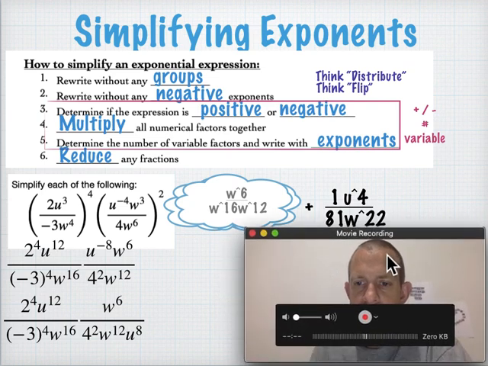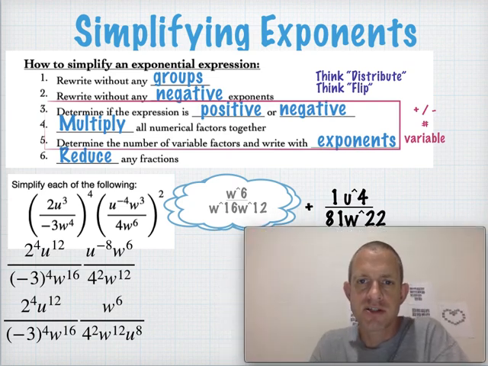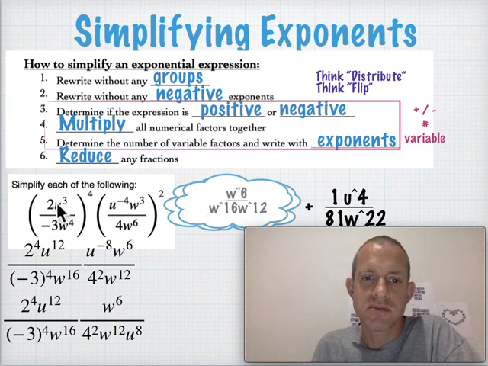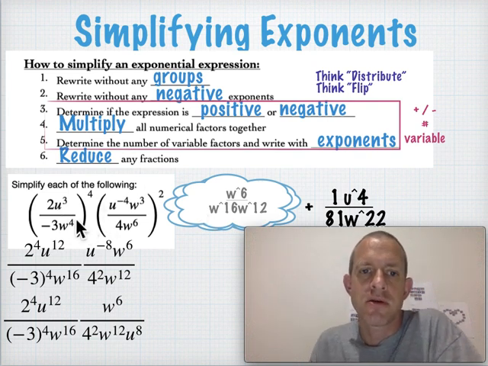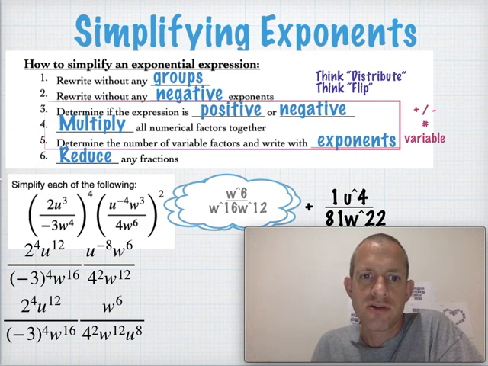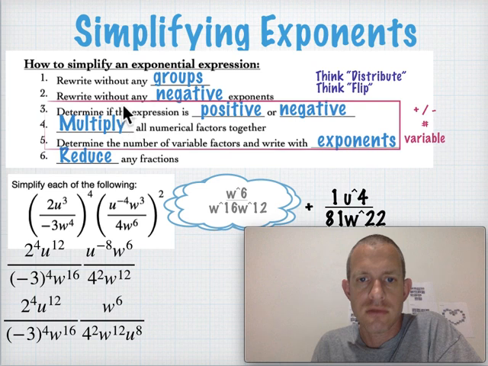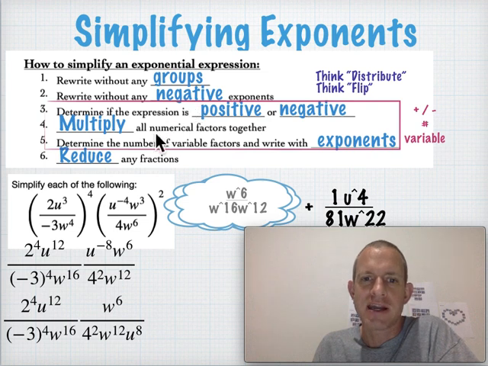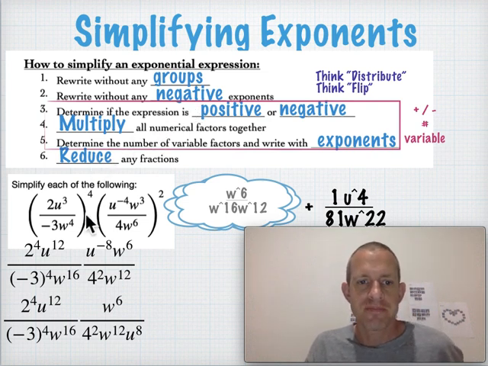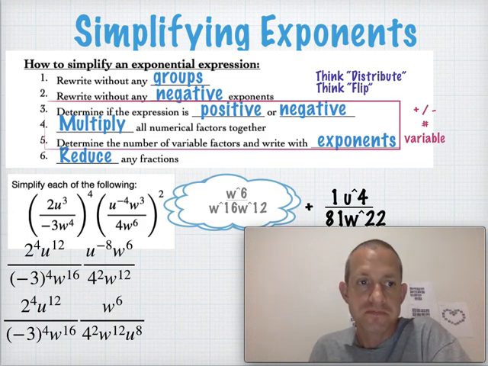And that's the idea behind simplifying expressions with exponents. This is a beastly problem because it involved every single one of those steps, and that was on purpose. When you create yours for the final project, you should have many of these steps. I don't know if it has to be this bad, but definitely groups, probably a negative exponent at some point, and then the rest of it can go from there.